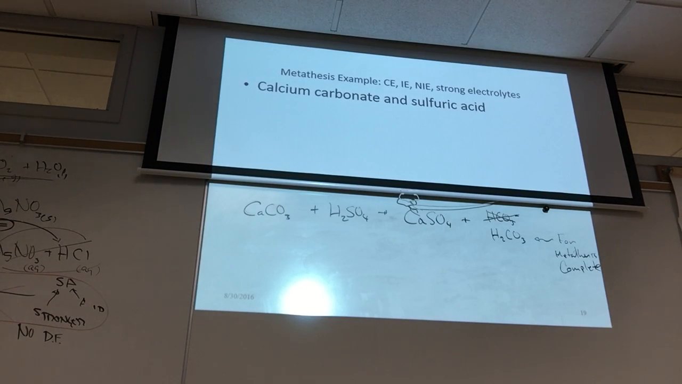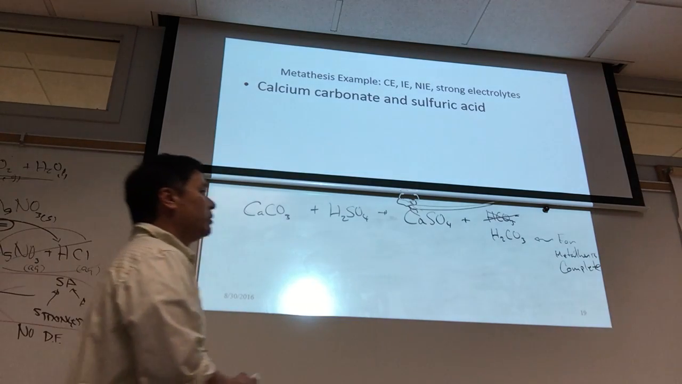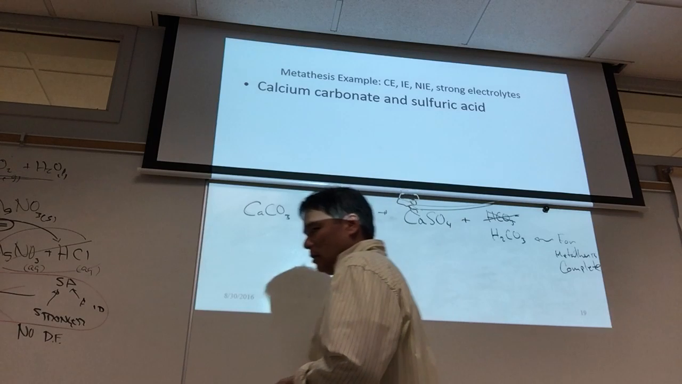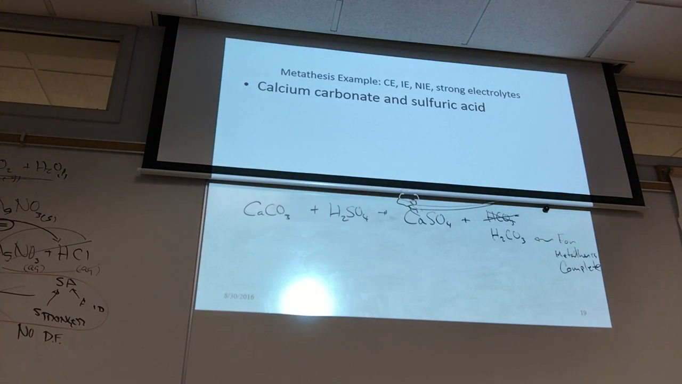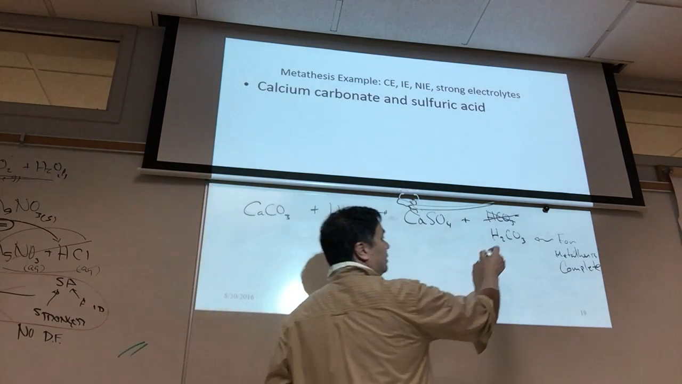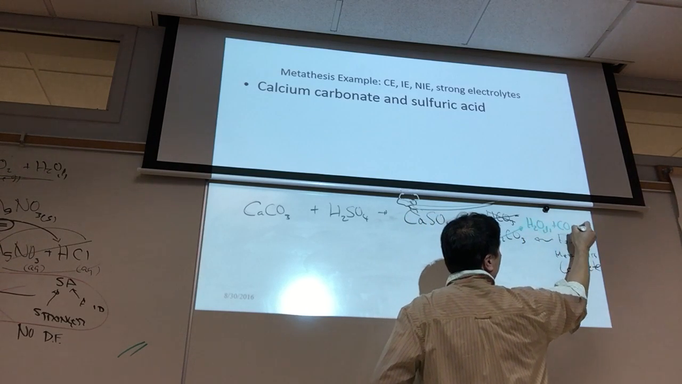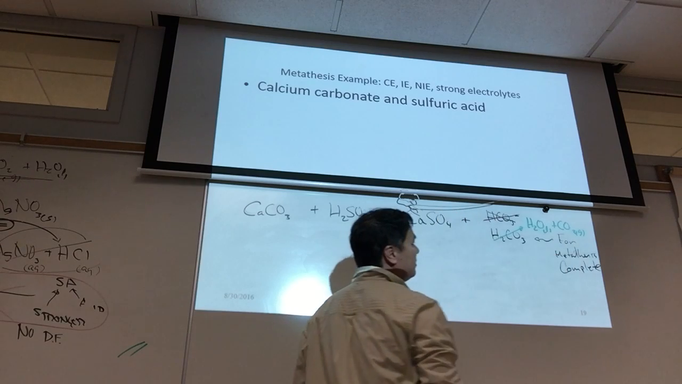Now, we know something about carbonic acid. Is carbonic acid stable? No, it's unstable, so we should never leave it as carbonic acid. Really, if we form carbonic acid, it's immediately going to decompose into what? It's going to immediately decompose into water and CO2 gas. And so this would be the correct equation.